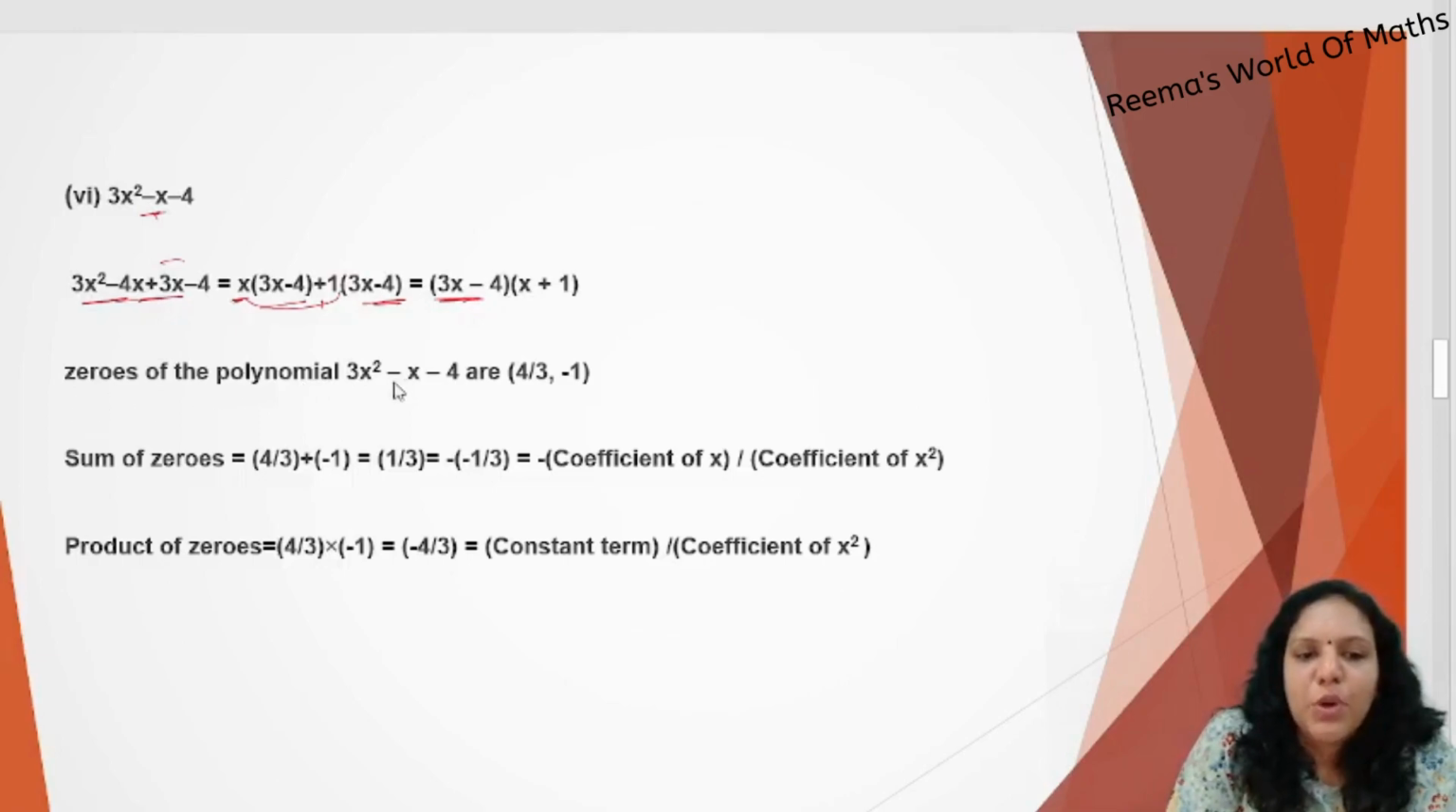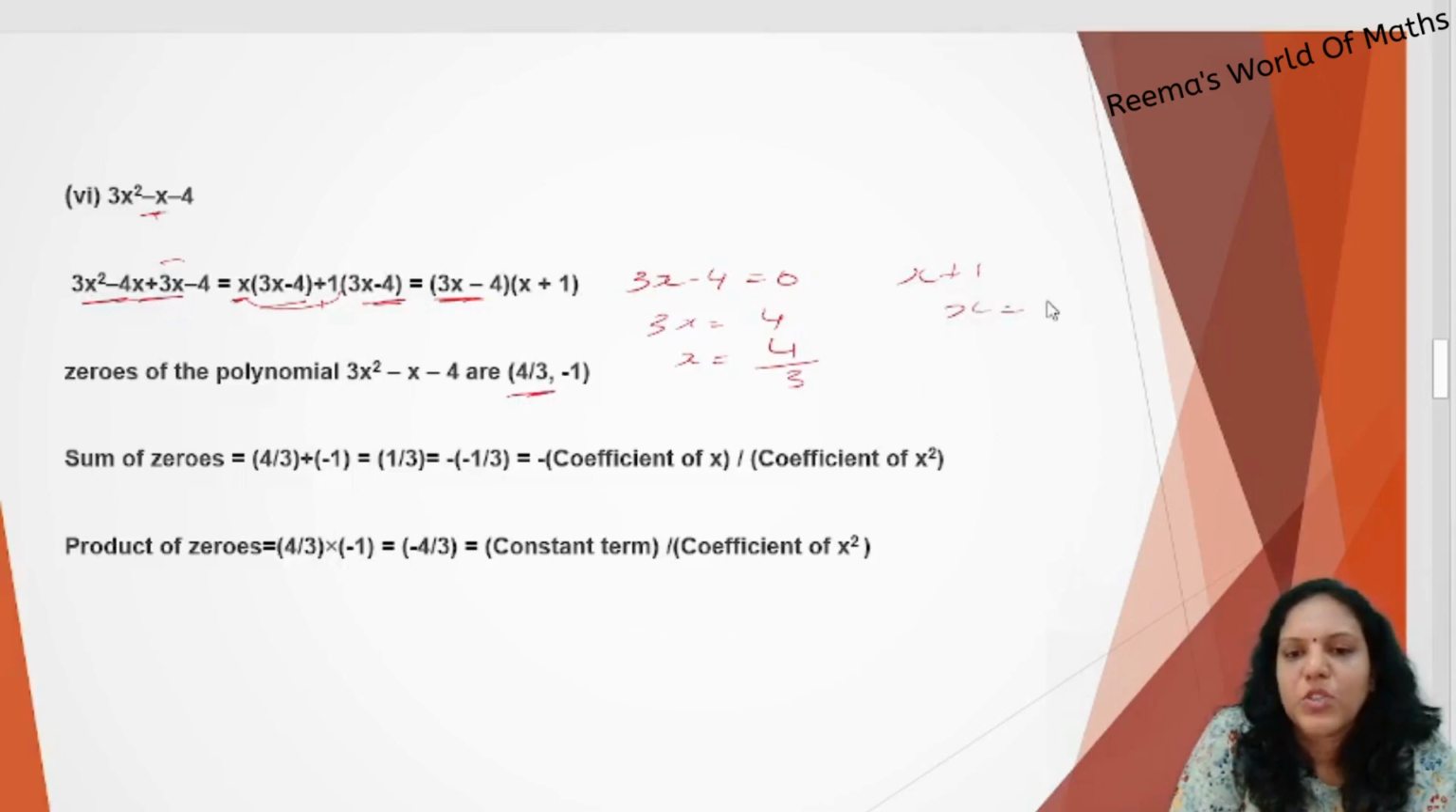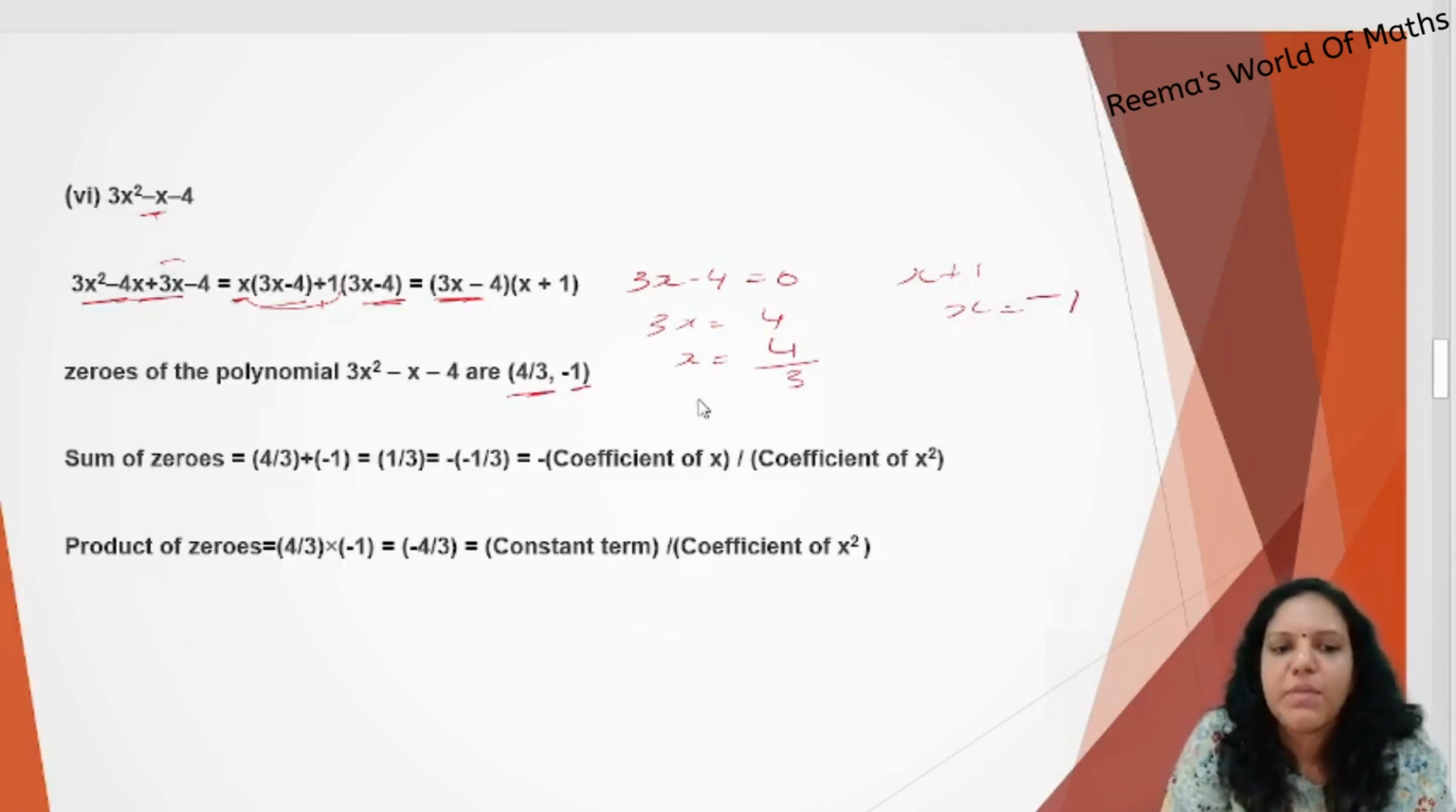So the zeros of this polynomial: we can write 3x minus 4 equal to 0, so 3x equal to 4 and x equal to 4 divided by 3. One of the zeros is 4 by 3, and for the second zero, if x plus 1 is 0, then x equals minus 1. So the two zeros are 4 by 3 and minus 1.